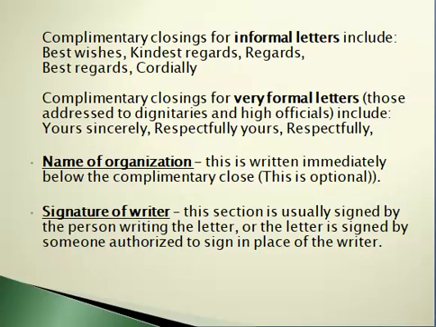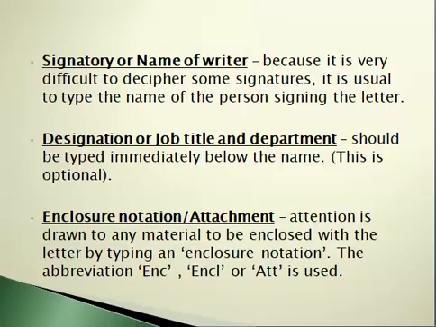and then we'll have the signature of the writer. Now, this section is usually signed by the person writing the letter, or the letter is signed by someone authorized to sign in place of the writer. The signatory or name of the writer comes next, and this is because it is very difficult to decipher some signatures, and so it is usual to type the name of the person signing the letter. Following that, we'll have the designation or job title and department. This should be typed immediately below the name. However, it is optional.